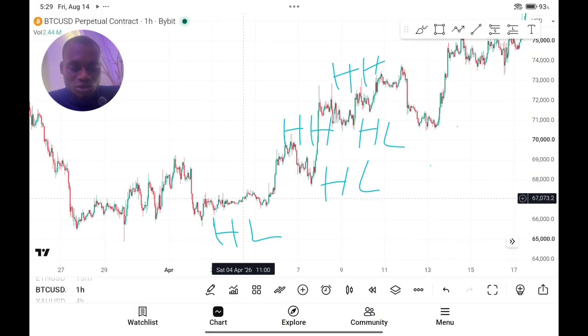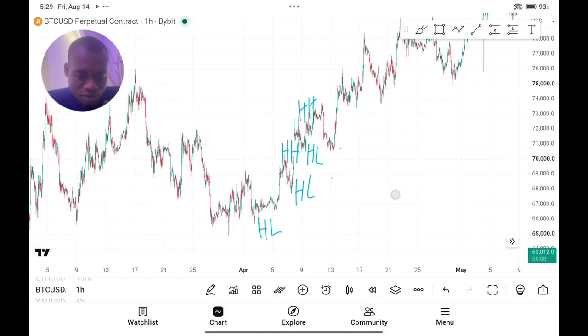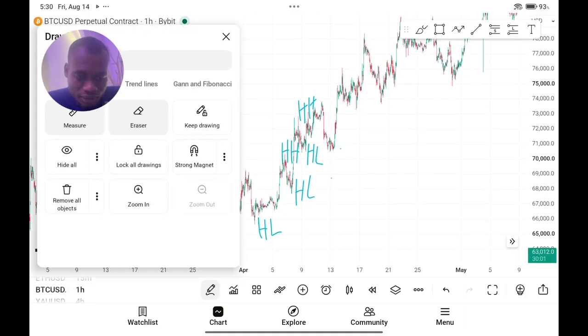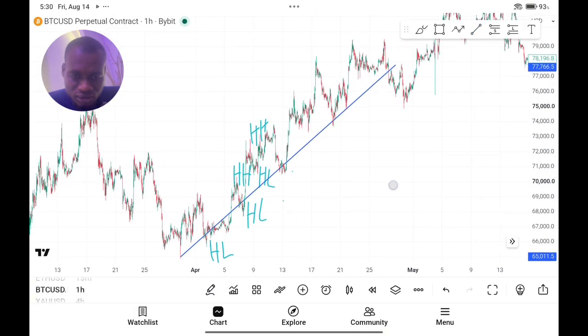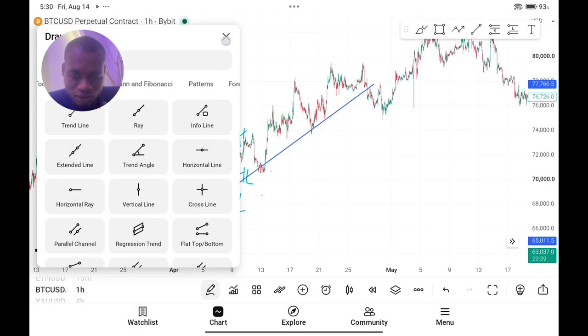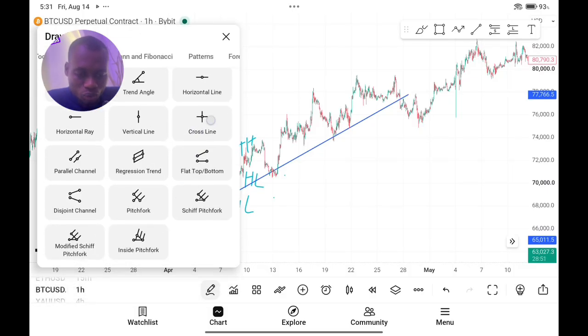Looking at the chart, you see that the market structure is bullish. It is moving in the upside direction. So if I pick my trend line, let me start from this higher low and take it all the way up to, let's say, 77k. So you can see that price has been moving upwards.